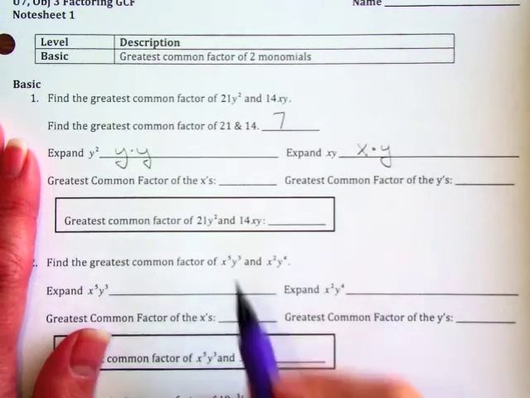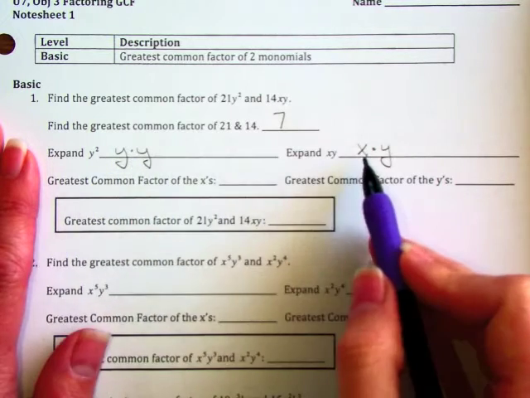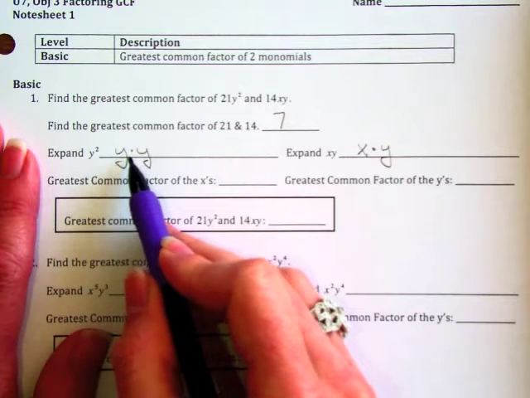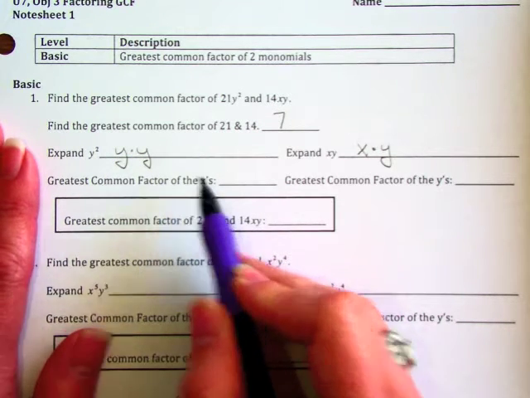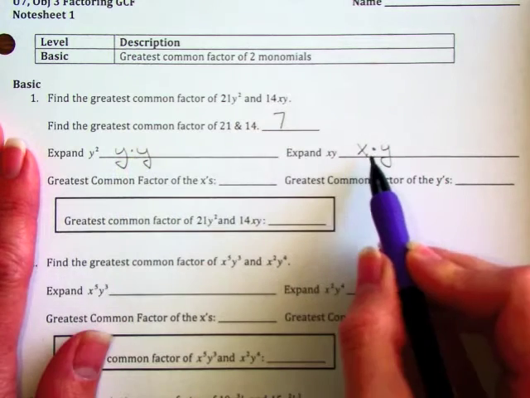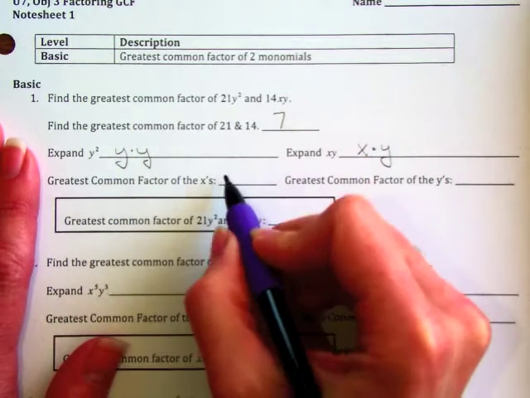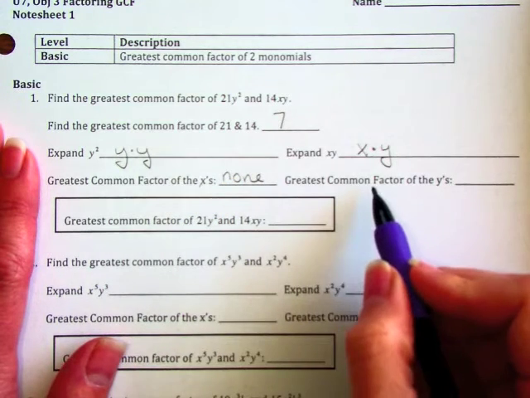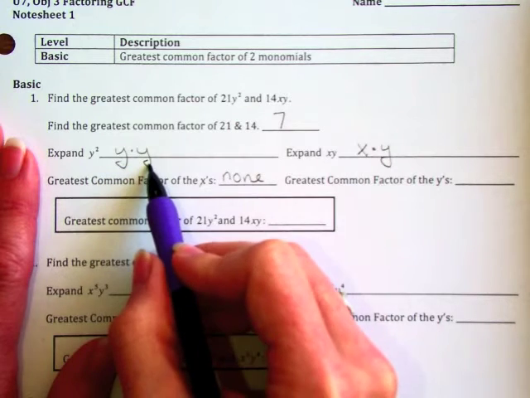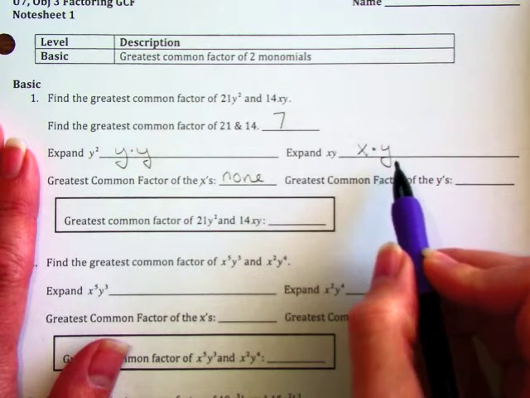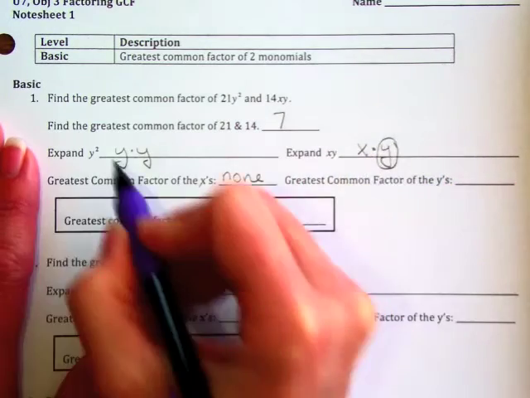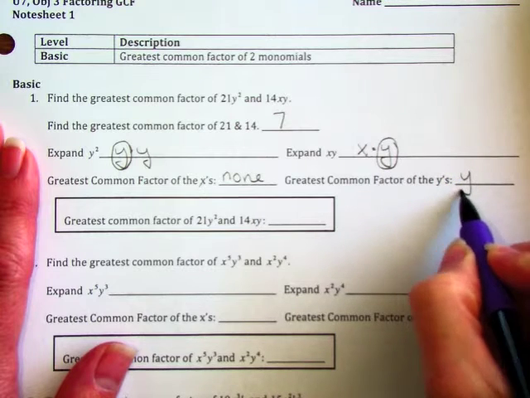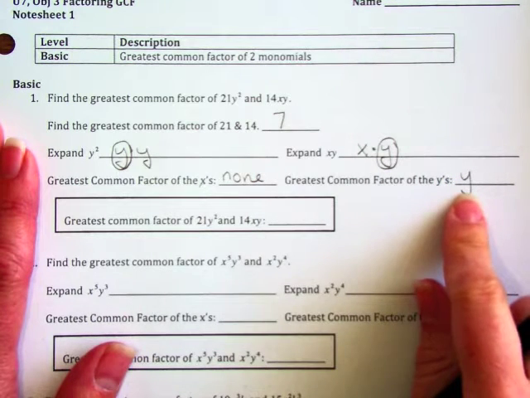When we look for greatest common factor, we look at the biggest amount that they have in common. Looking at this first set of variables, as I look for the greatest common factor of the x's, there's no x's here. There's one x here. The biggest amount they have in common is none. Looking at the y's though, here I have two y's, here I have one y. The biggest amount of y's they have in common is this y with one of those y's. They both have a y, so the greatest common factor of the y's is one y.